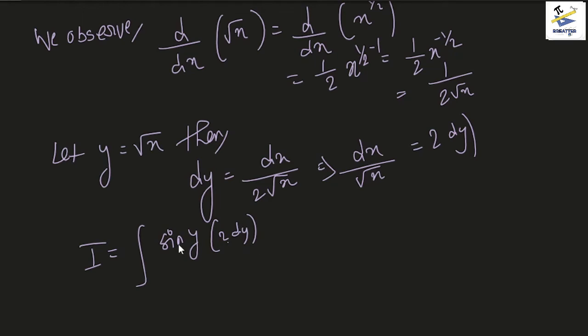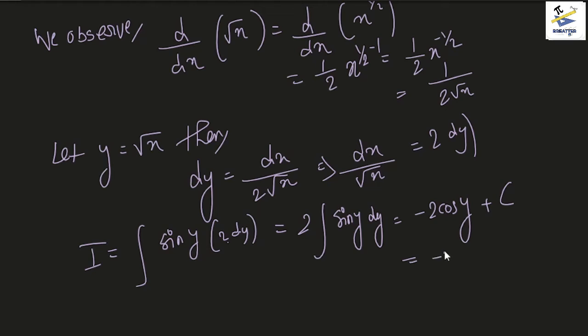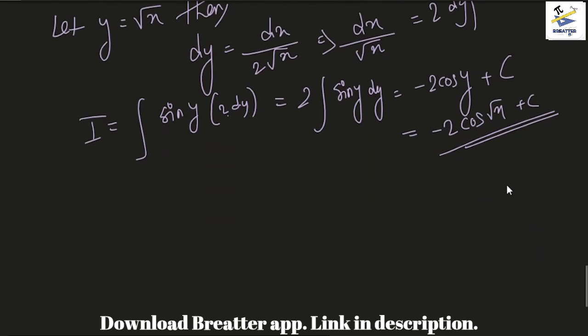Since 2 is a constant and is in multiplication with the rest of the integral, it comes out and we only have to integrate sine y dy, which is just minus cos y, so it's minus 2 cos y plus c, and putting the value of y back, what we get is minus 2 cosine of root x plus c. This is the answer, right?